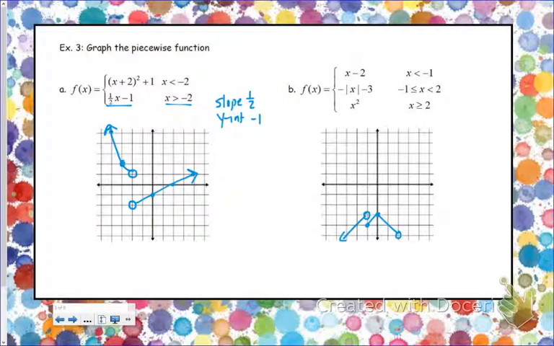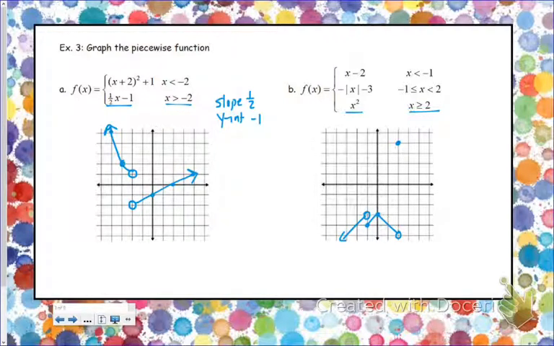Right. Then finally, this graph is a quadratic when x is greater than or equal to 2. So the first point I'm going to plot, I'm going to plug in 2. 2 squared is 4. That's going to be a closed circle. And this one's hard because the graph is not quite big enough.